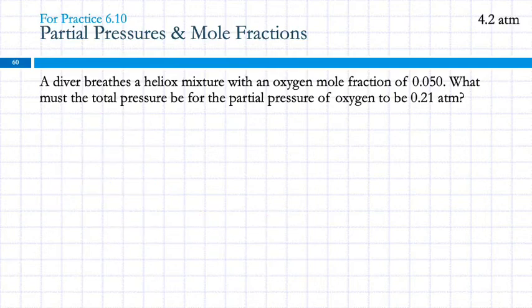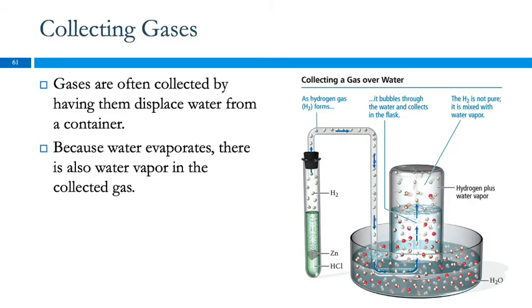4.2 atmospheres. One of the reasons we're concerned about this partial pressure business is because when we generate gases in the lab, we often collect them over water. So what does that mean? Well, we've got an illustration here. So here's our test tube, and we're mixing zinc in hydrochloric acid, and this reacts and gives off hydrogen gas, and we want to collect the hydrogen.